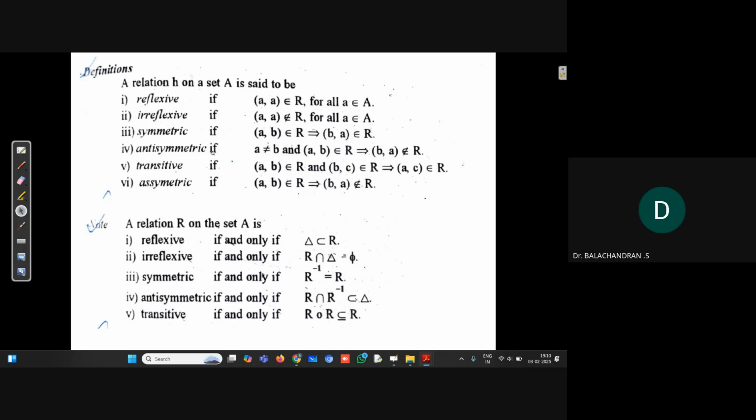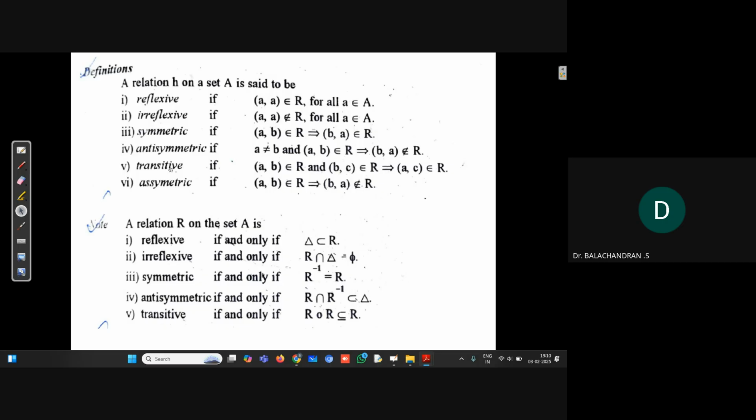Antisymmetric. There are two definitions. I told that in the last class. The first one is from Venkatraman book. The relation is antisymmetric if for two different elements a and b, with (a, b) in R, then (b, a) should not be in R. Then only we say it is antisymmetric. Not antisymmetric means for two distinct elements a, b, a not equal to b, with (a, b) in R and also (b, a) in R, it is not antisymmetric.